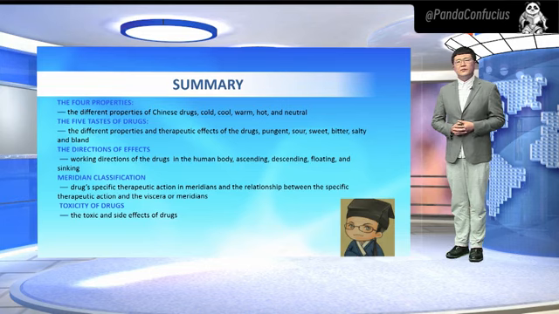and bland. Directions of effects means the working directions of drugs in the human body, namely ascending, descending, floating, and sinking. Meridian classification refers to the drug's specific therapeutic action on the meridians and the relationship between the specific therapeutic action on the viscera or meridians. Toxicity of drugs refers to the toxicity and the side effects of drugs.